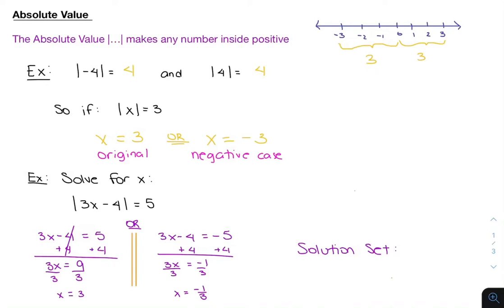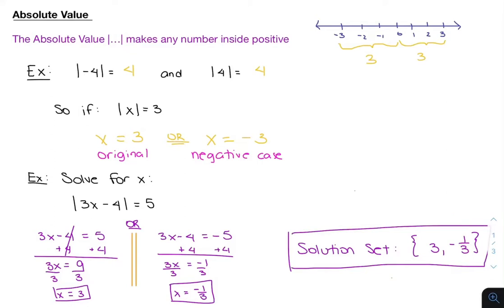This means that we have two solutions. And whenever we have more than one solution, we can create something called a solution set. A set is just a list of numbers inside of squiggly brackets. So our solutions were 3 and -1/3. These can both go inside this solution set. And this is our final answer. This notation is actually called set notation.